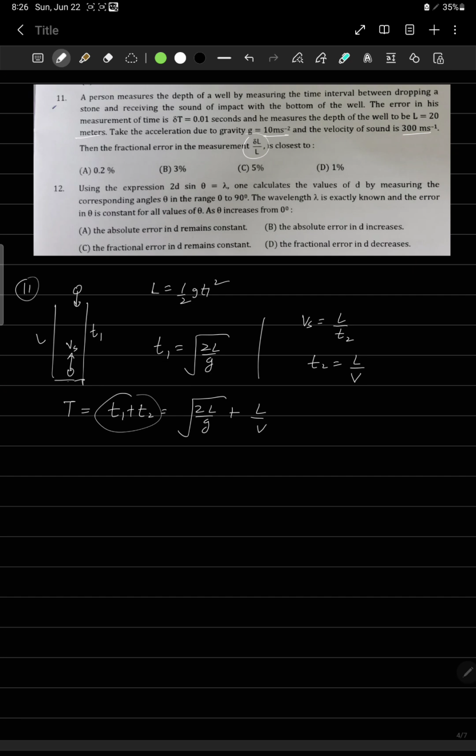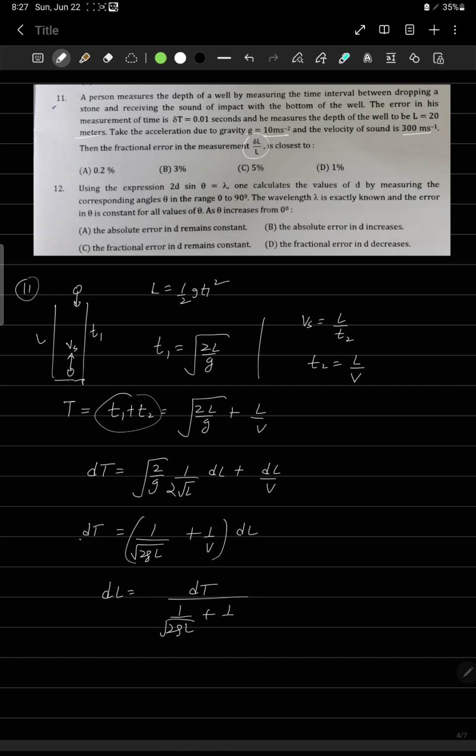So we'll go with the general method, differentiation, because all the error formulas come from differentiation. We'll differentiate this equation. dT is equal to root over 2 by g, constant, root L is 1 by 2 root L dL, plus dL by v. Now you can see dL can be separated. So dT is equal to 1 by root over 2gL into dL plus 1 by v into dL. So dL is equal to dT divided by 1 by root 2gL plus 1 by v.